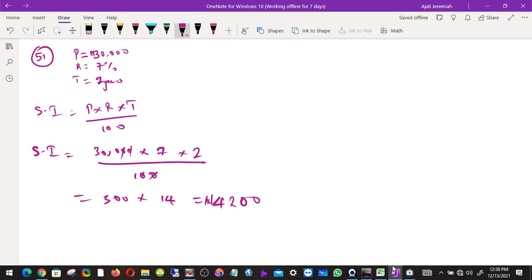So that's simple interest. But let's calculate compound interest. This was the formula for compound interest. Big bracket.